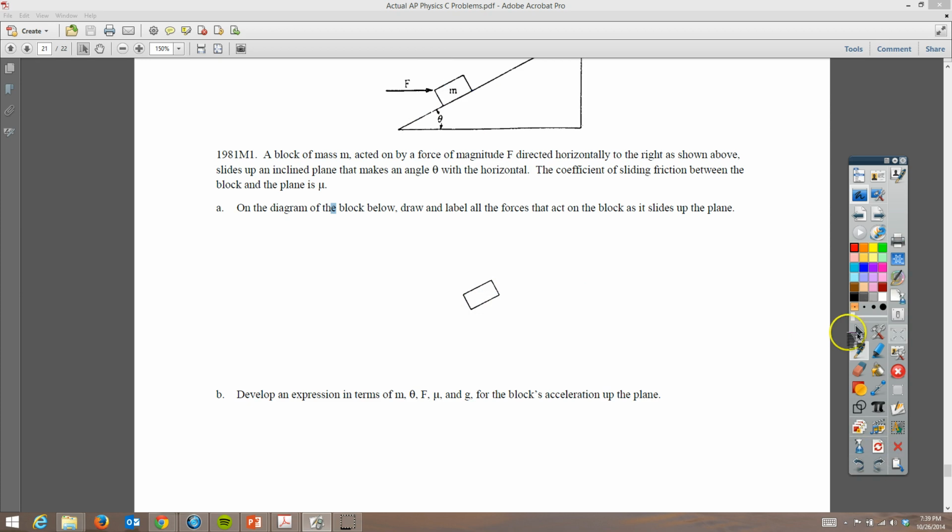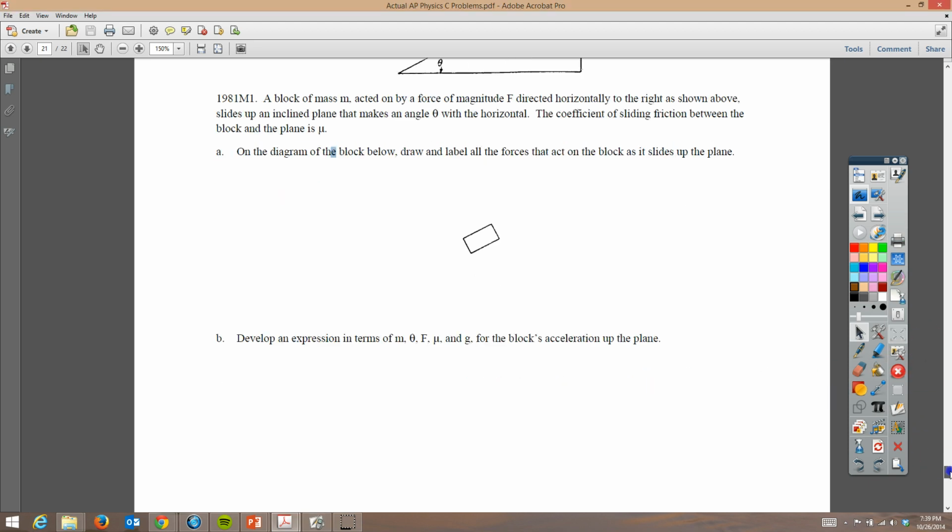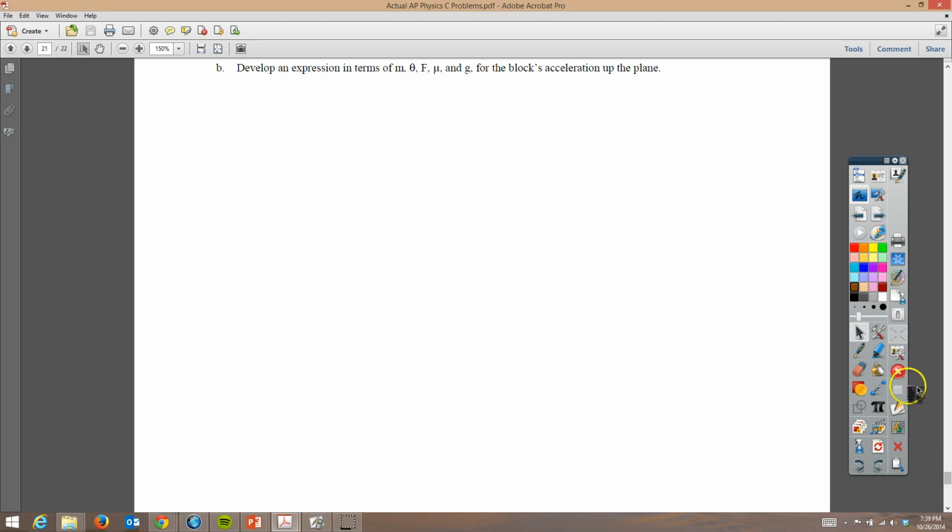For the next part, it wants us to develop an expression in terms of m, the angle theta, F, mu, and g for the block's acceleration up the plane. So we're going to try to figure out what is the value of a. This gets to be pretty tricky, so make sure you pay really good attention to what's going on.